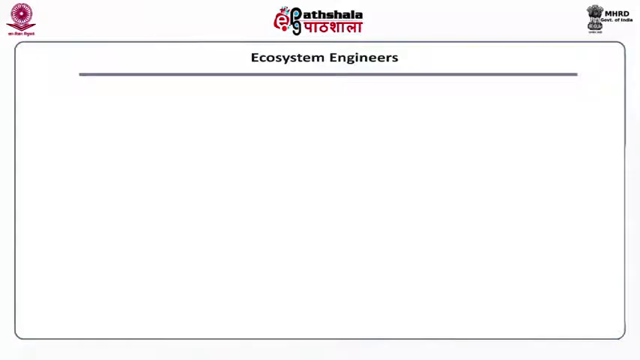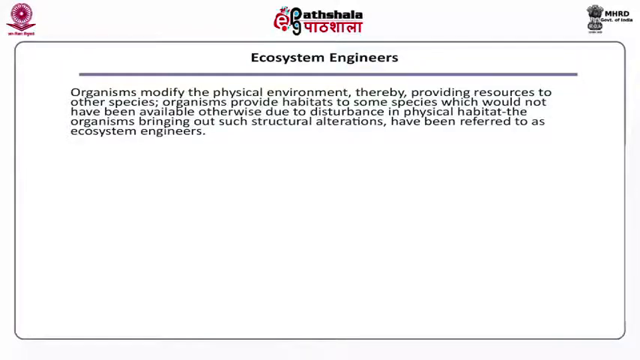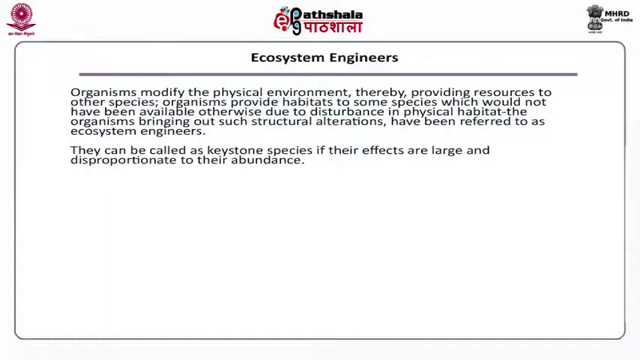The fourth category of keystone species is ecosystem engineers. Organisms modify the physical environment, thereby providing resources to other species. Organisms provide habitat to some species which would not have been available otherwise due to disturbance in the physical habitat. The organisms bringing out such structural alterations have been referred to as ecosystem engineers. They can be called keystone species if their effects are large and disproportionate to their abundance.